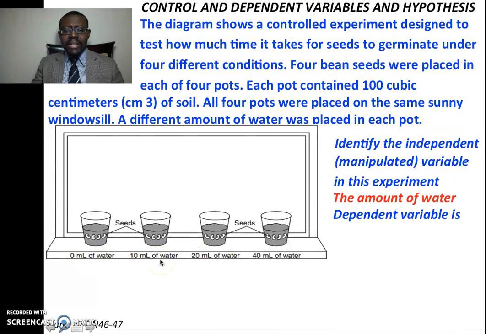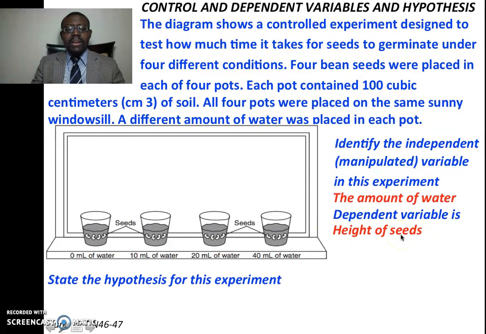The next question says, identify the dependent variable in this experiment. Remember, the dependent variable is what we measure or what we observe. So the dependent variable in this experiment is the size or the height of the seed, because we are looking at how the amount of water we add will affect how fast or how tall the seed will grow. So the dependent variable is the height of the seeds. Let's look at the next question.